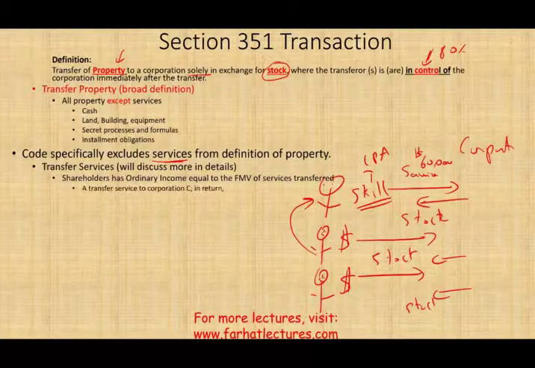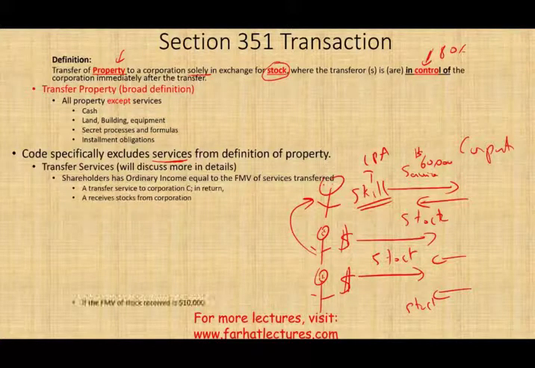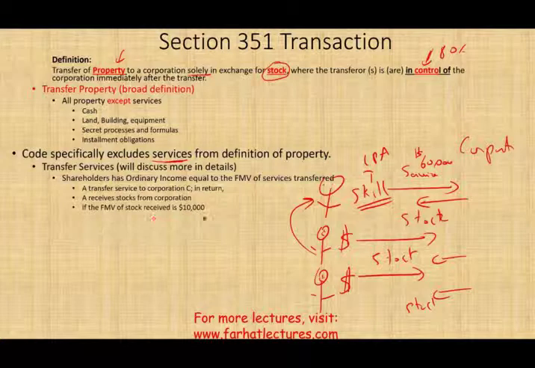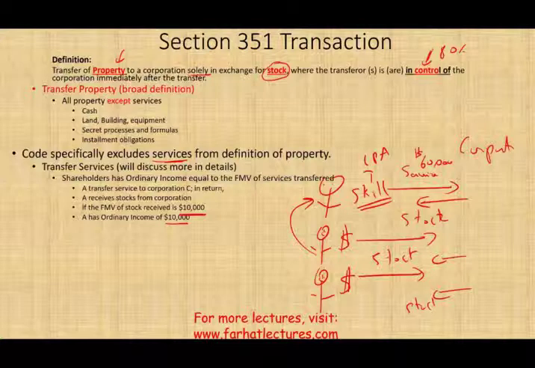Okay? So A transfers services to corporation C. In return, receives stocks from the corporation. If the fair market value of the stock received is 10,000, then guess what? This individual has an ordinary income of 10,000. If you work for the company and they give you 10,000 worth of stocks, you earned that $10,000. If you earned something, you have ordinary income. Ordinary income is taxable. So specifically, what we say is services is excluded from the definition.